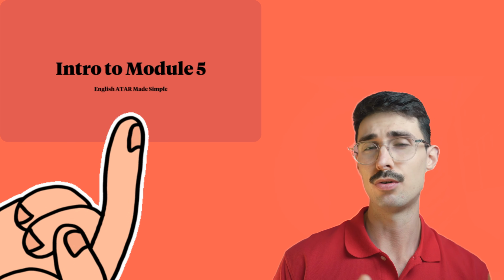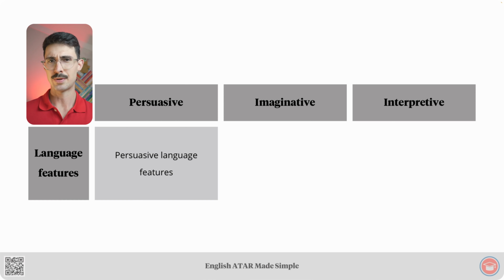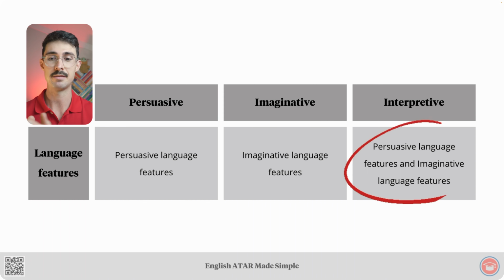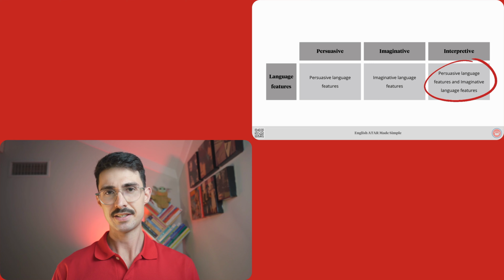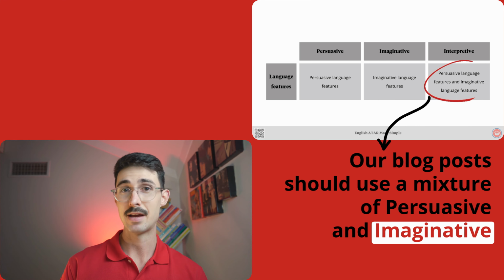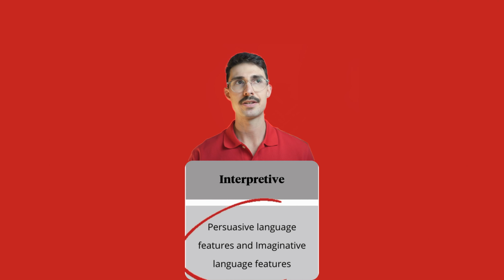Speaking of language features, recall the following section of the text type comparison table from the lesson called Intro to Module 5. At the top, we have the text types, and over here in this row, we've got language features that are relevant to each text type. Persuasive language features are relevant for persuasive texts, imaginative language features are relevant for imaginative texts, and both persuasive and imaginative language features are relevant for interpretive texts. What this tells us is that our blog post should use a mixture of persuasive and imaginative language features. Bear this in mind as we go through the following structure of a blog post.